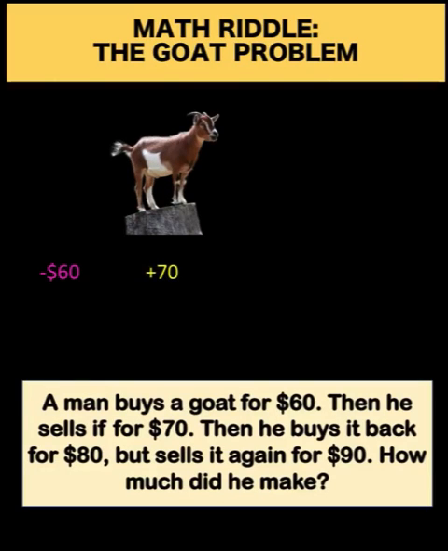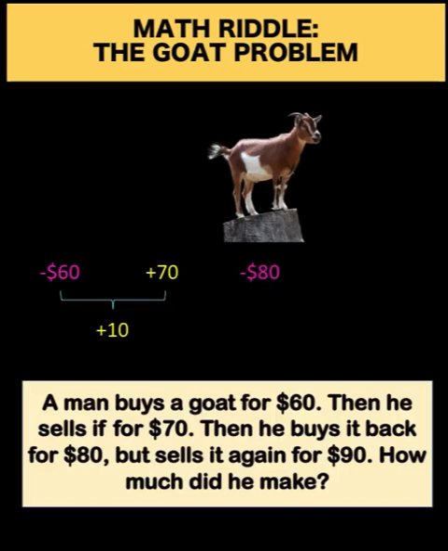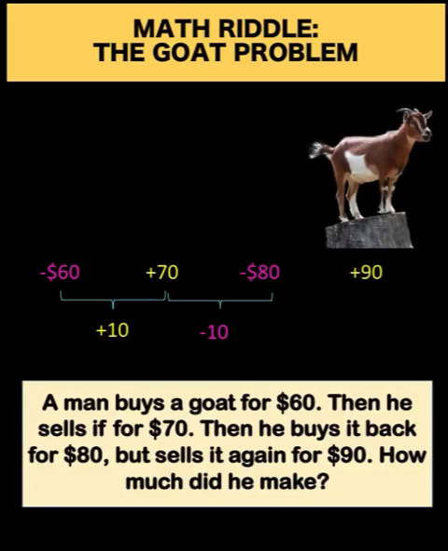Then the same goat is sold by the man for $70. And so at this point, the man has a profit of $10. Then after selling the goat, the man buys it back for $80 now. And so the man has to pay an additional $10 in order to buy the same goat. Then he sold the goat for $90. So that means he has a profit of $10.